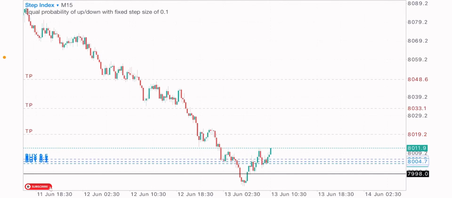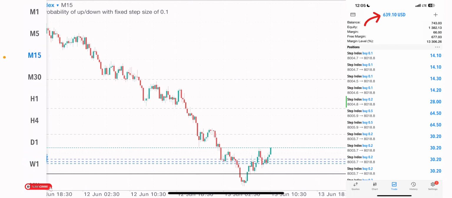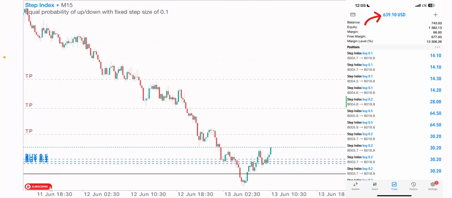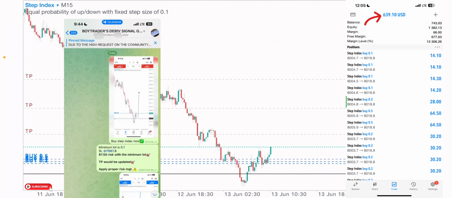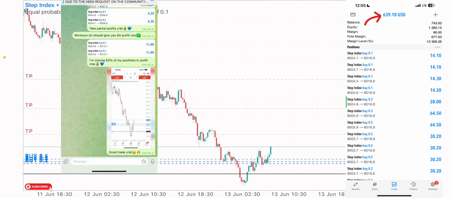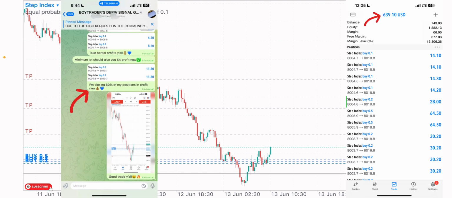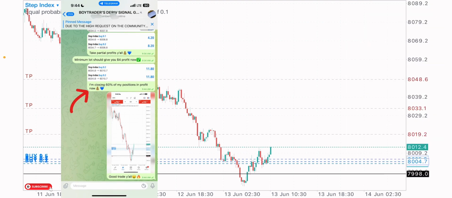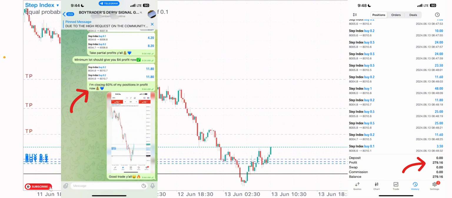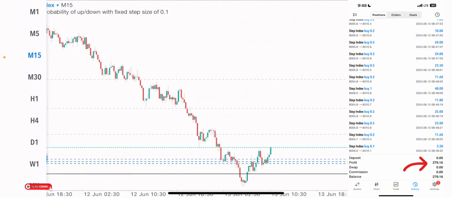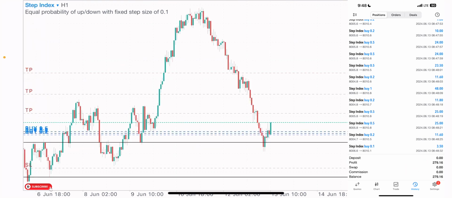Another day, another wonderful trade taking. So guys, I took a buy trade on step index and I shared this buy signal with my VIP members. We've taken partial profit on these buys, which I closed about 60% of my positions in profits. I closed over $270 in profit on these buys, and I moved my stop loss above my entry to break even on my remaining positions, which got me stopped out on break even.